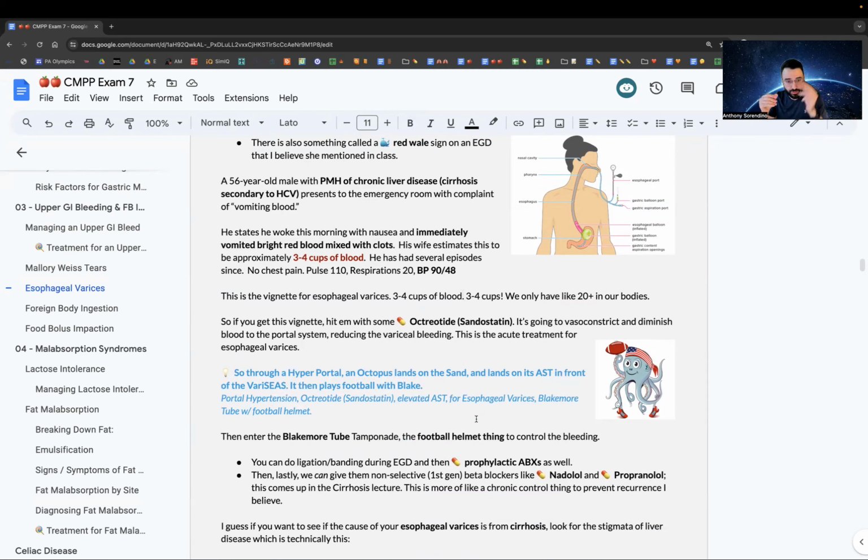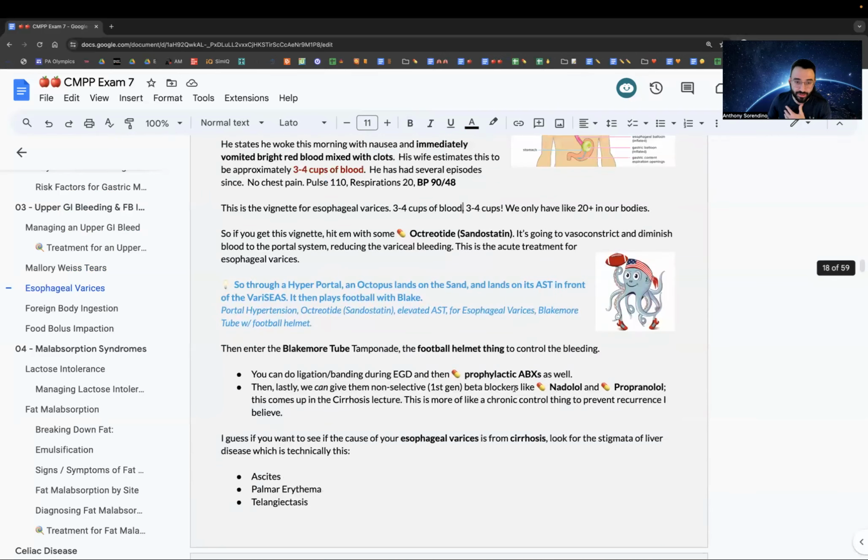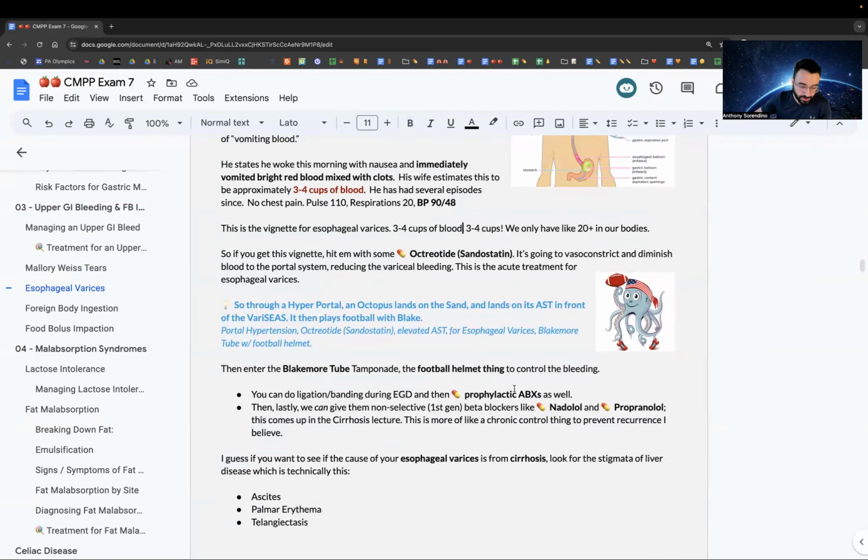I do have a mnemonic for this. So through a hyperportal, so portal hypertension, an octopus lands on the sand. So octreotide, Sandostatin, and he lands on his AST. Oh yeah, because we're going to talk about labs in a second, because the ASTs are going to be elevated in front of the varices. So it's a beach and there's a sea and an ocean. It all makes sense. And then he's going to play football with Blake. So portal hypertension, octreotide, Sandostatin, so sand, octreotide, seas, varices. Oh, it just makes so much sense. You're also going to have an elevated AST, which we'll talk about in a second.